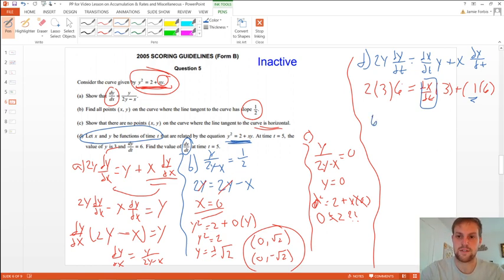I can say that y was 3. I keep putting 6 for some reason. I can say that 3 squared equals 2 plus x times 3. And I can actually solve for x, right? Doing that, we got, let's see, 9 equals 2 plus 3x, or x equals 7/3.